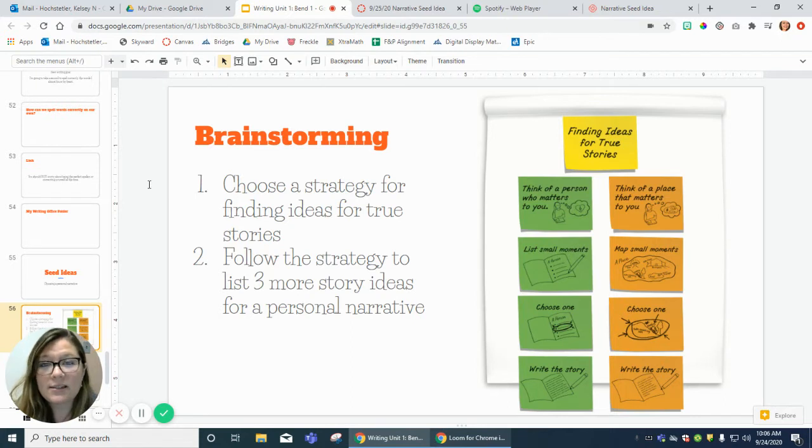And then we listed small moments that we had with that person. And we really focused on choosing a moment that was very specific but also not too big, so that we had time to write the whole story. So remember, I started thinking, okay, I could write about our trip to Florida, but then I narrowed it down to one thing that happened in Florida, which was getting lost at Disney World with my sister. So you really want to pick 3 small moments that are specific and not too big. Then we chose one of those moments and we wrote the entire story.